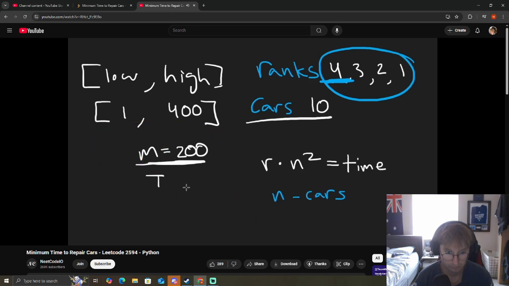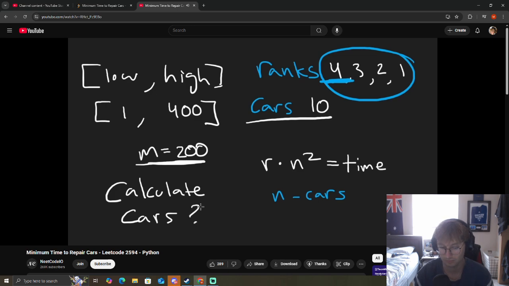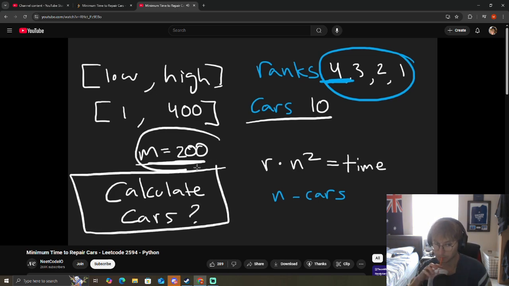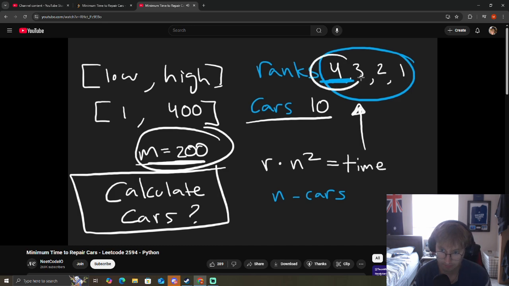Now, this part involves a bit of math, I guess. How do we calculate the time? Or sorry, not calculate the time. How do we calculate the number of cars? So if I give you 200 minutes and these are the mechanics that we have, this is the rank of each of them, how do I know how much time it takes for them to repair cars?